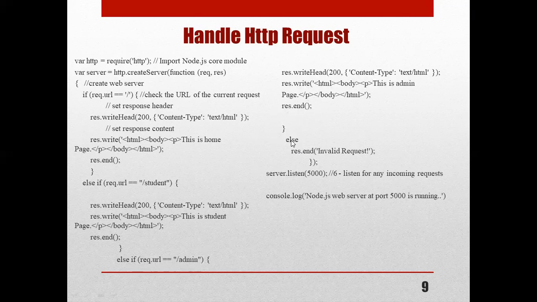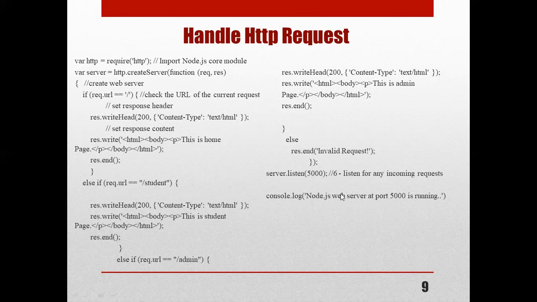Otherwise we have to print, like, else res.end invalid request. At last we are going to write server.listen in the bracket 5000. This is the port number. That means the server will listen for incoming requests. And at last we are going to print console.log "Node.js Web Server at port 5000 is running" here.